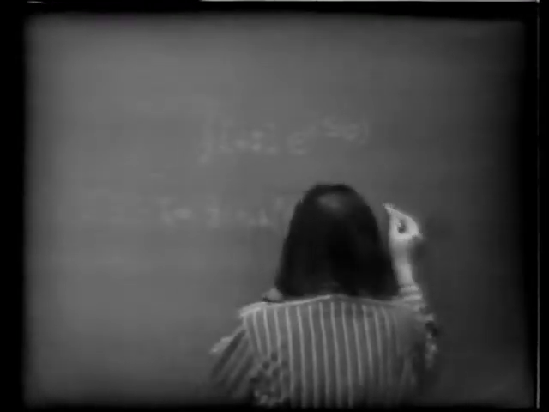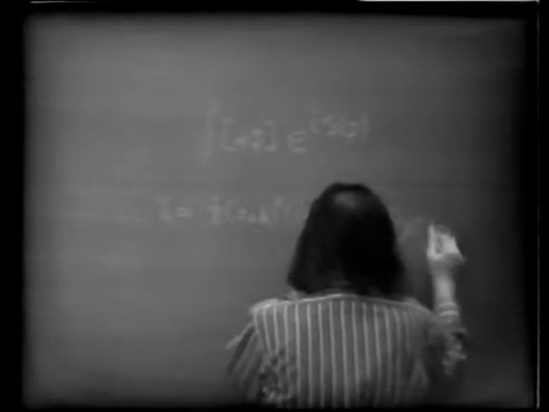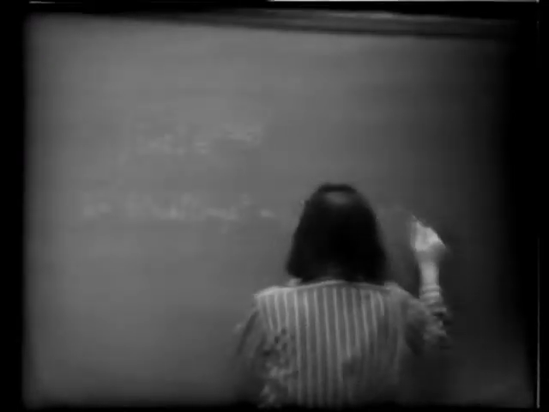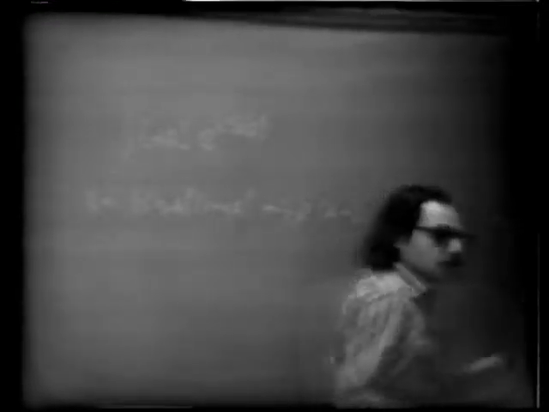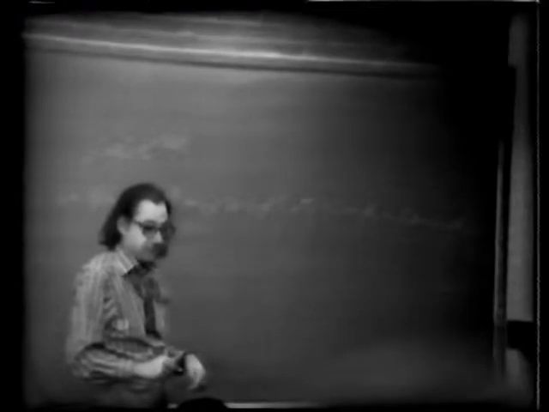Let's write down what we had. Stop me if I'm making an error. I'm trying to remember what it looked like. The propagator is read off from the quadratic part of the Lagrangian. Okay? That's what we're doing perturbations in. That's the Gaussian integral, and the rest we're expanding in a power series.